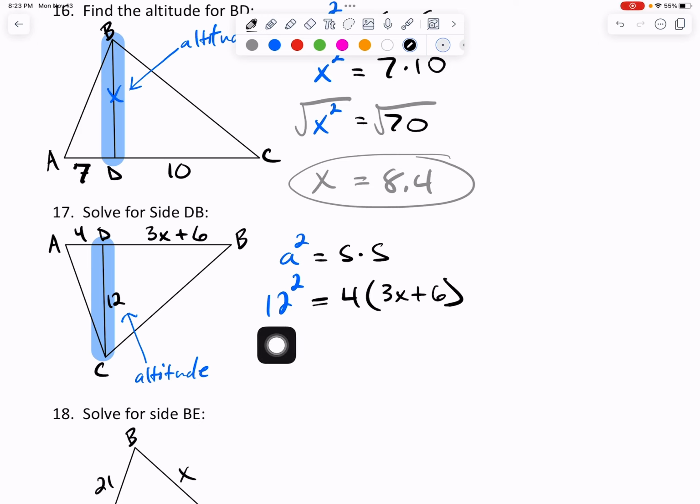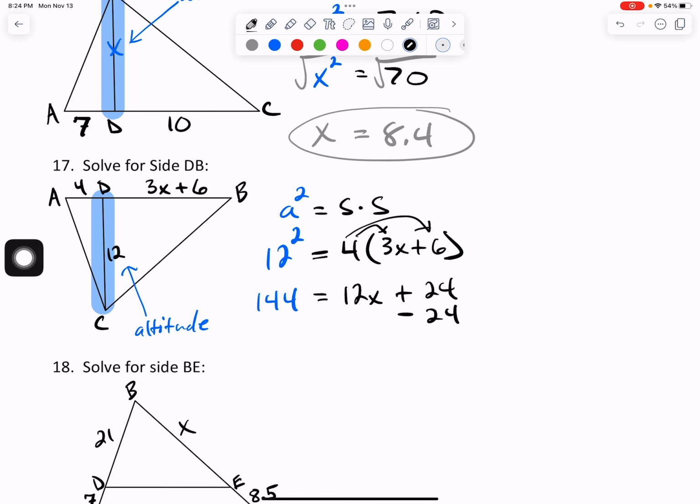All right, now 12 squared is just 12 times 12, which equals, great job, 144. So we take that 144, set it equal to 4 times 3x is 12x, 4 times 6 is, great job, 24. When we have a constant or a number by itself, we have to get the term with the variable by itself on this side, which is 12x. So what's hanging out with 12x? Exactly, plus 24. How do we get rid of the old Ken Griffey Jr.?